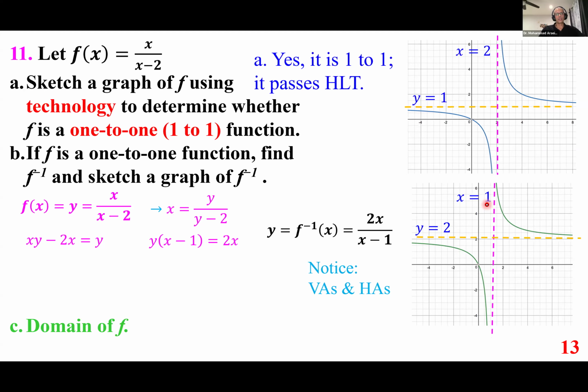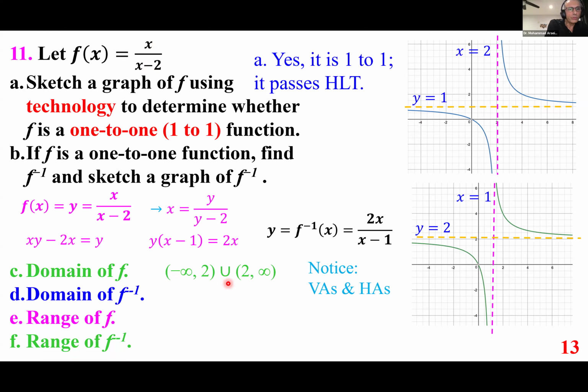And now, as far as the domain of f, when we go back to this one, all real numbers except 2, because x minus 2 equals 0, x equals 2. So the domain is minus infinity to 2, union 2 to infinity. What about the rest of them? I hope you recognize, because the two functions are inverse of each other, domain of f is the range of f inverse. So we write the range of f inverse is minus infinity to 2, union 2 to infinity.